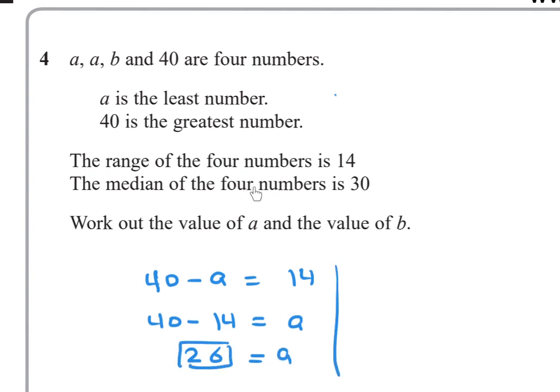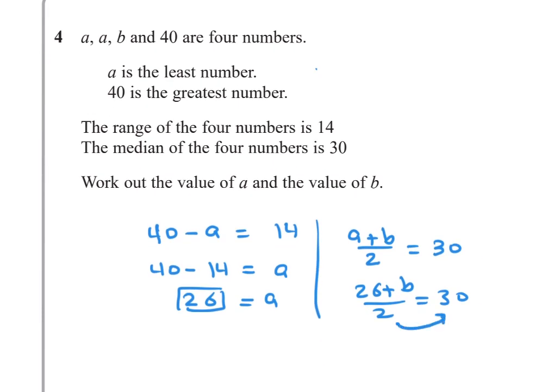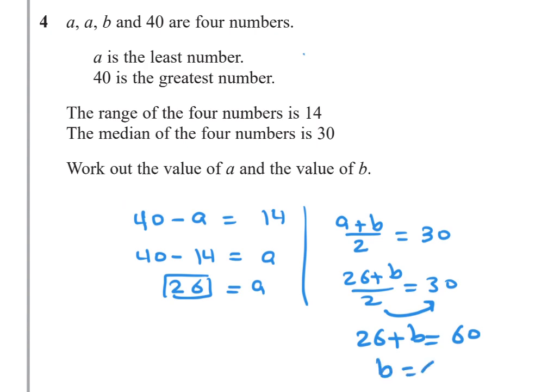Now for B, the median is 30. The median, the numbers in order. So the median is A plus B over 2. The 2 in the middle, then add them, then divide by 2. So A plus B over 2 equals 30. We have A is 26. So 26 plus B over 2 equals 30. Now cross multiply or multiply by 2. So 26 plus B equals 60. Now B, 60 minus 26 equals 34.